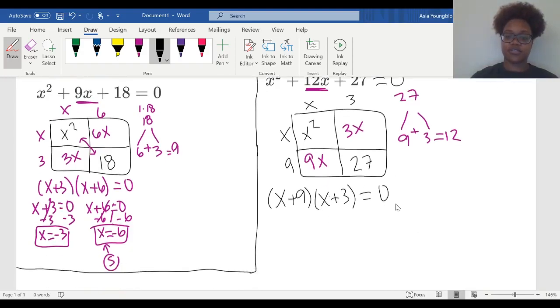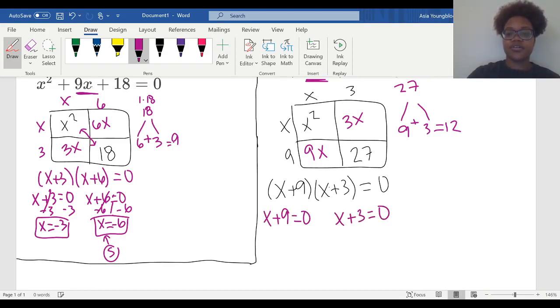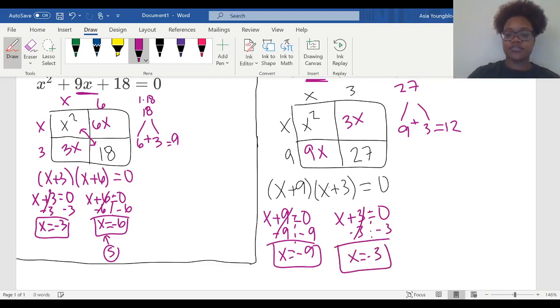To solve this equation now, we set both factors equal to 0 like we've been doing. So we have x plus 9 equals 0, x plus 3 equals 0. Subtract 9 from both sides for our first equation to get x equals -9 for our first answer. Subtract 3 from both sides for our second equation to get x equals -3 for our second answer.